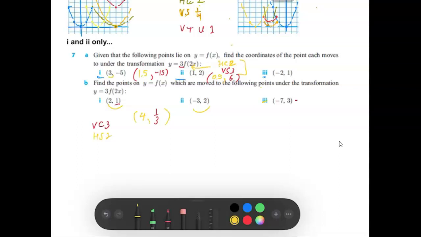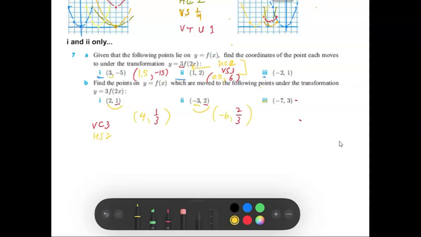Let's do the next one. So -3. First we're going to do the vertical compression. And in this case, if you did it in the wrong order, it's not going to matter in this particular case. So if we do vertical compression 3 first, the 2 is going to become 2/3, right? A vertical compression by a factor of 3. And then we're going to do a horizontal stretch by a factor of 2. So the -3 is going to become -6.